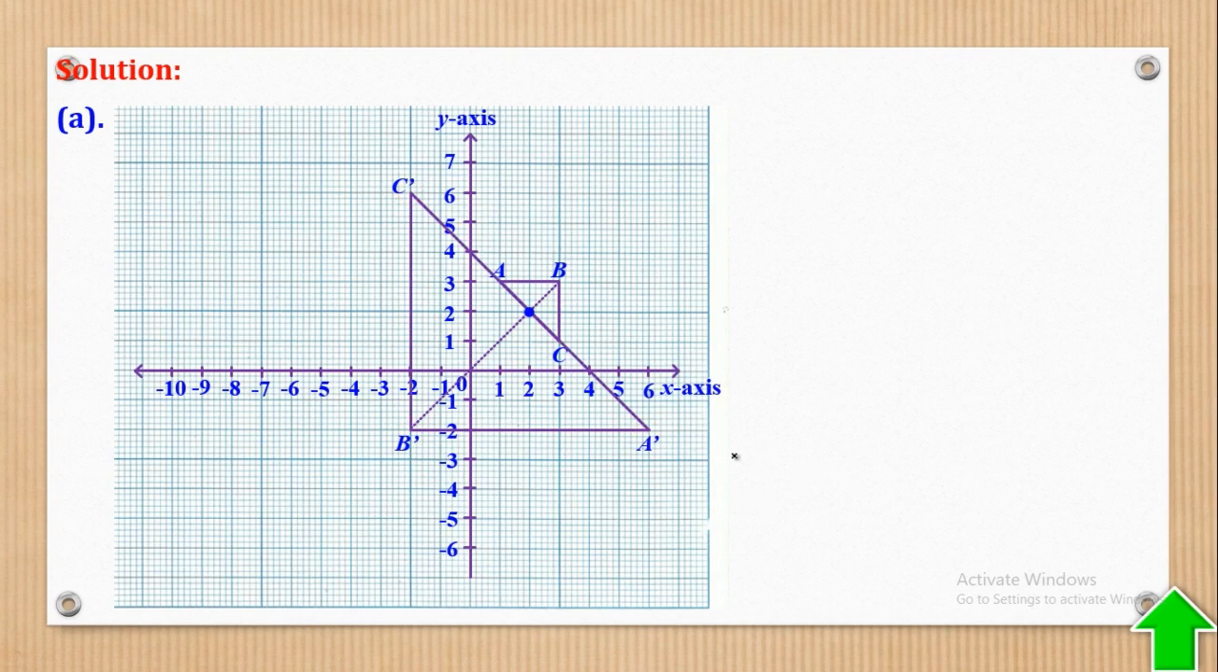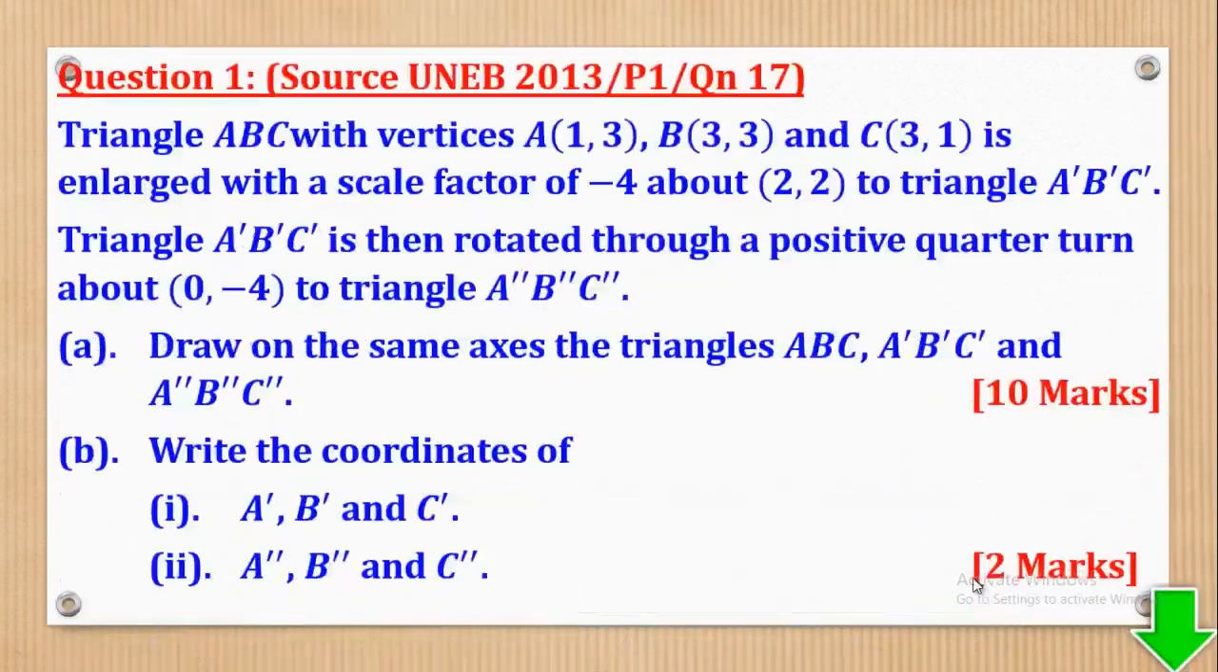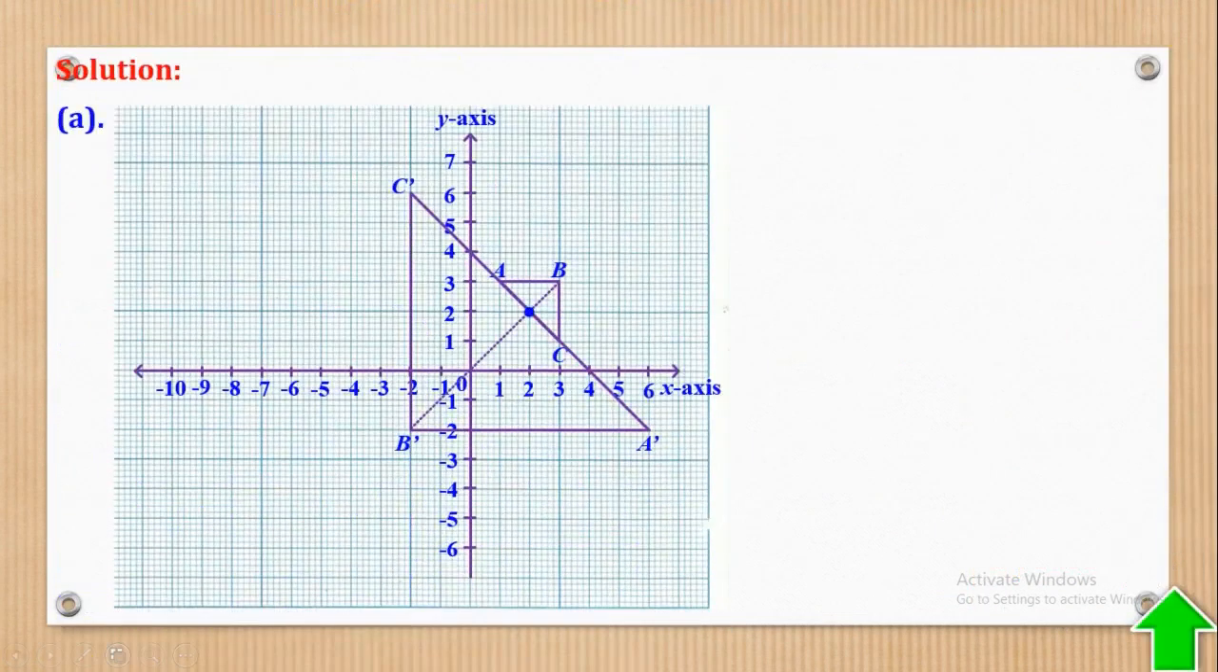So now we also need to get A double prime, B double prime, and C double prime. Let's look at the information about that. Here they said this is then rotated through a positive quarter turn about the center 0, -4 to triangle this. So we shall locate the center of rotation. The center of rotation is this, 0, -4, and it is a positive quarter turn. So I'll join that center to the object. This is now the object. Then use the protractor to measure off 90 degrees. Draw that line. Then use a compass. Put your compass needle here. Measure off this radius up to the image line, and that will be A double prime.